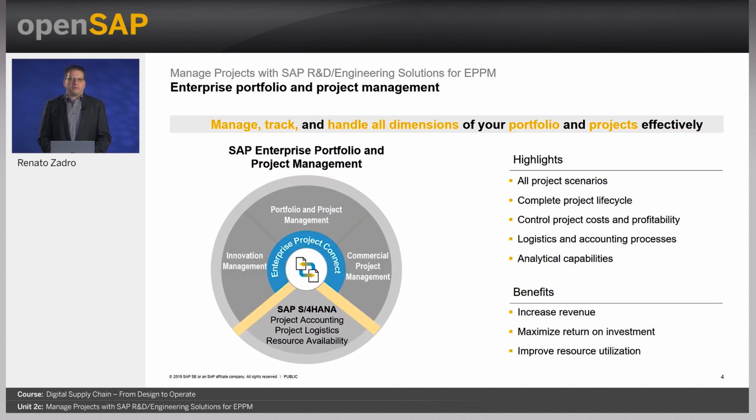The Enterprise Portfolio Project Management solution consists of several components. The foundation of the solution is the financial and logistic project control, which provides integration into core business processes managed in S/4HANA. These core capabilities are enriched by project-related solutions such as innovation management, portfolio and project management, commercial project management, and enterprise project connection.